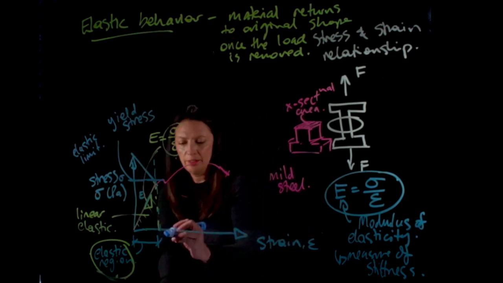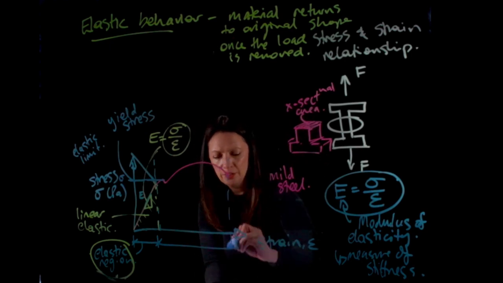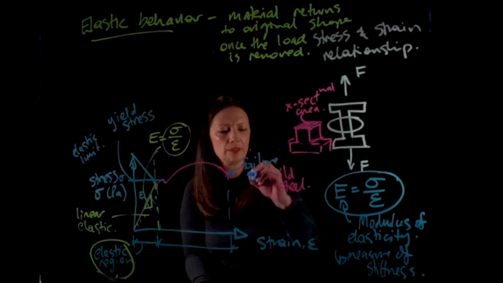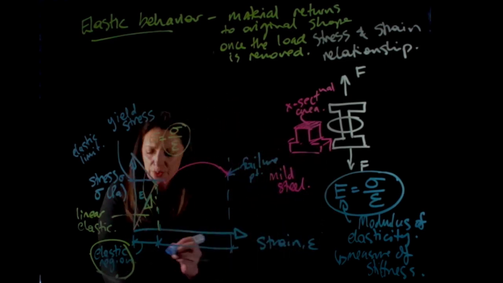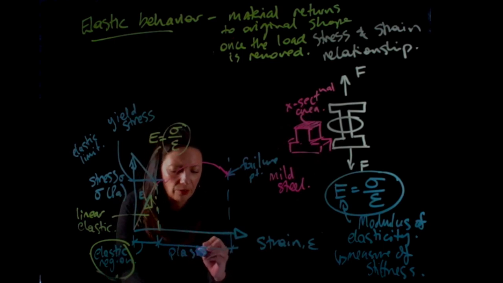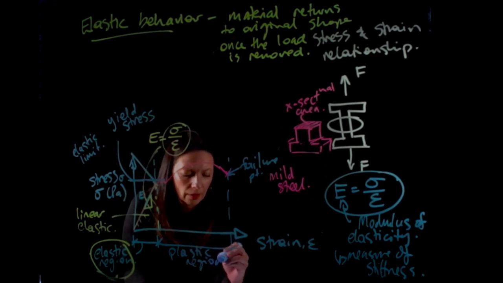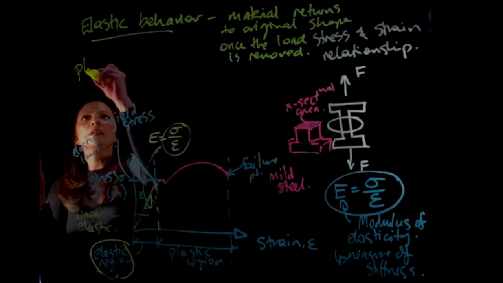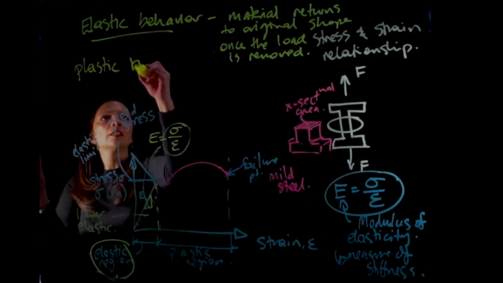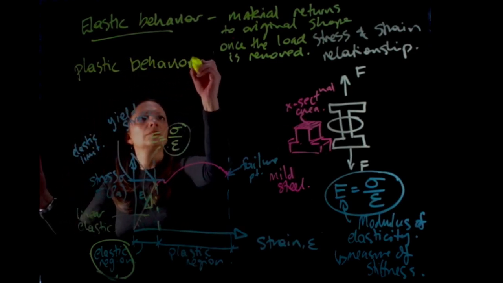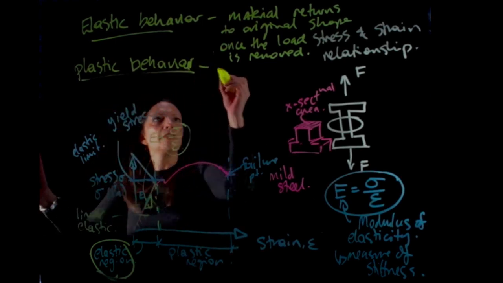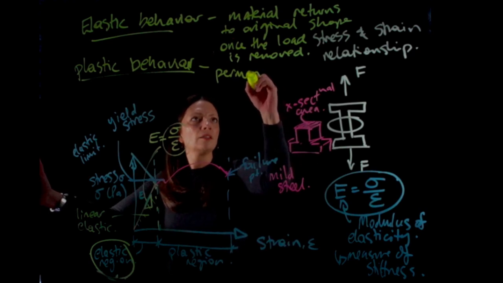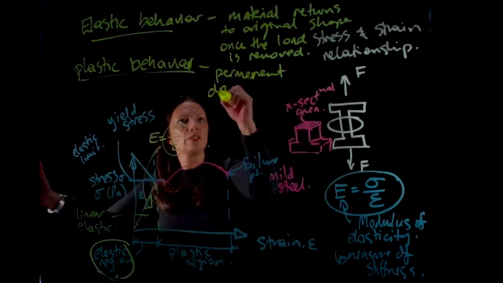From this point onwards to where my material fails, that's my failure point, is called the plastic region. And what happens in the plastic region? In the plastic region, we have plastic behavior, and this means that we have permanent deformation of the material.